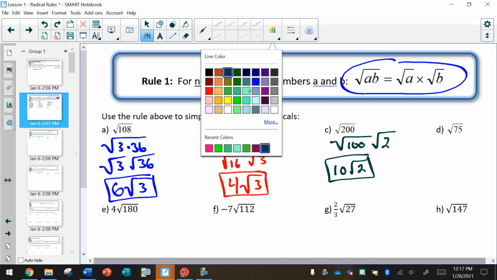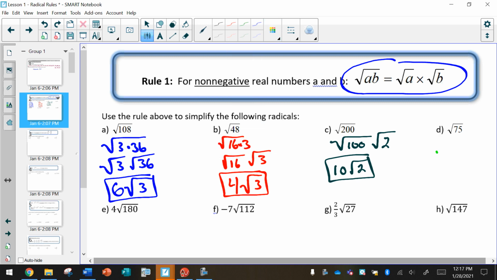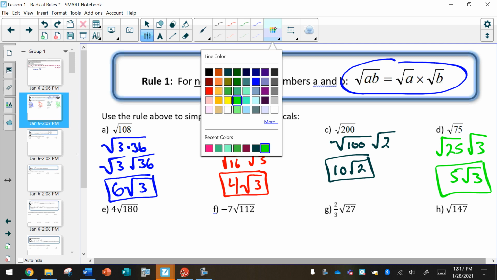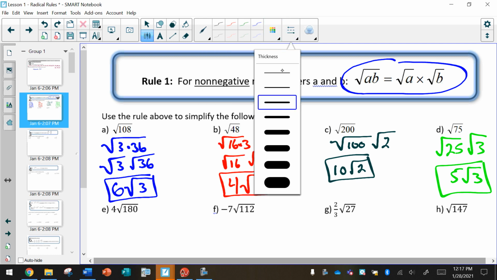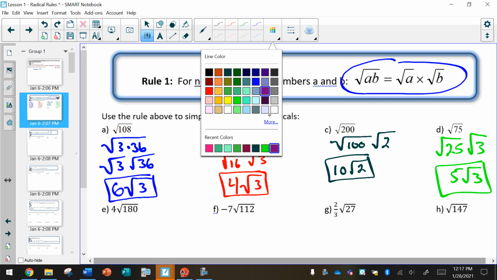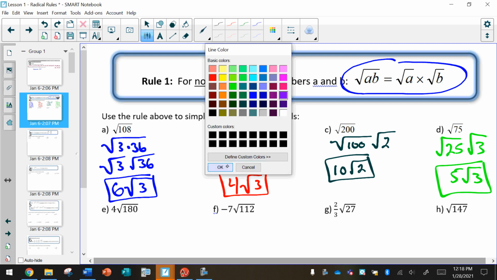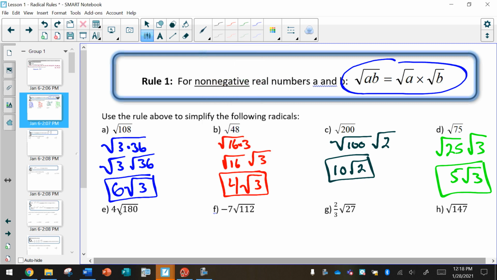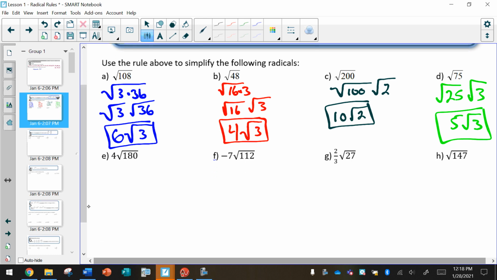So what you should have done is 25 times 3, which is 5 radical 3. With letter E, when we have a number, a coefficient in front of the radical, we are going to keep that number, but not apply it until after we simplify the radical. This technically means 4 times the square root of 180. So we have to simplify the square root of 180 first. Then when we're done, we'll multiply it times 4.